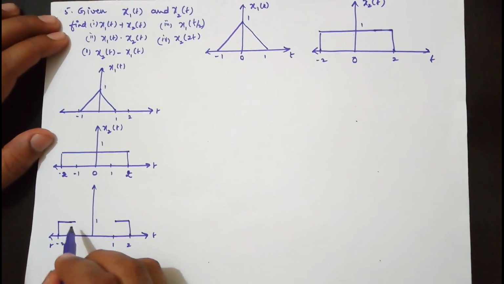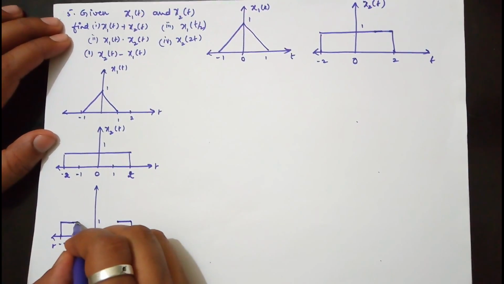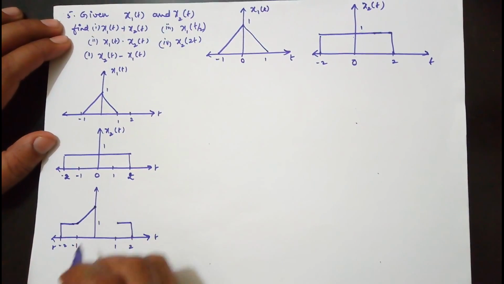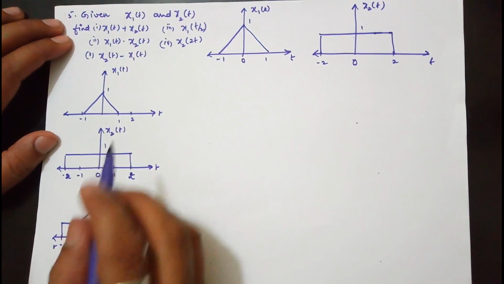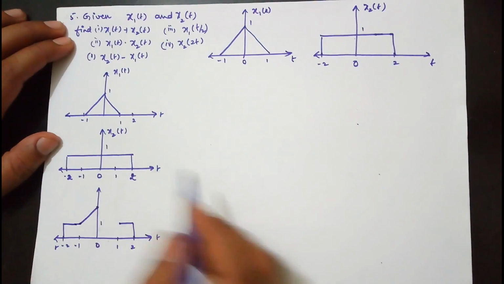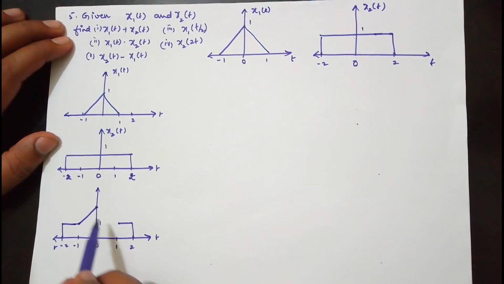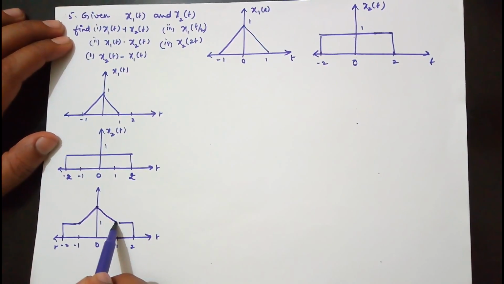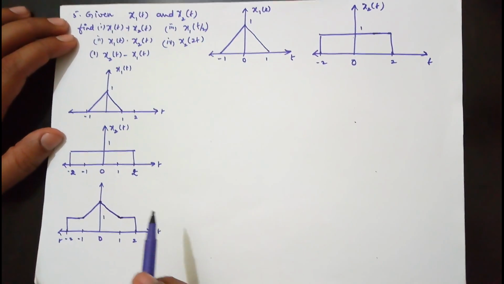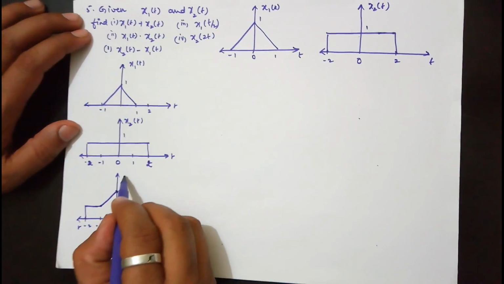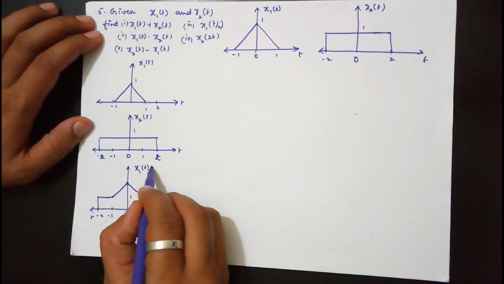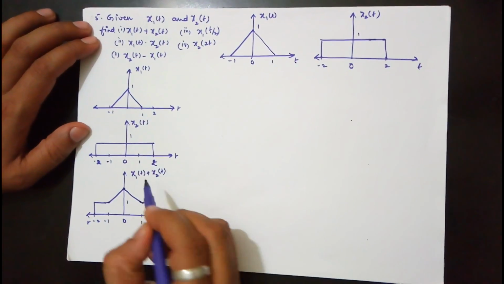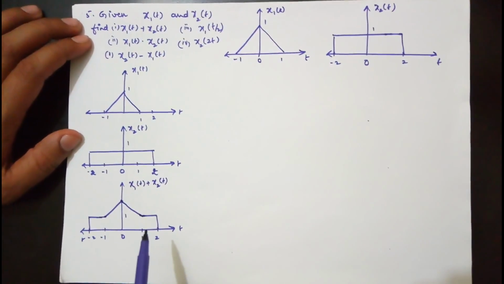So from -1, it will finally jump to 2 at t is equal to 0. Similar is the case on the right hand side, because it is an even signal, that is the signal and its reflection are the same. So this is the waveform we get if you add these two signals, that is x1 of t and x2 of t.